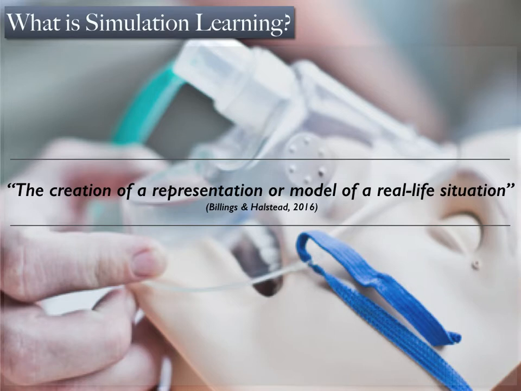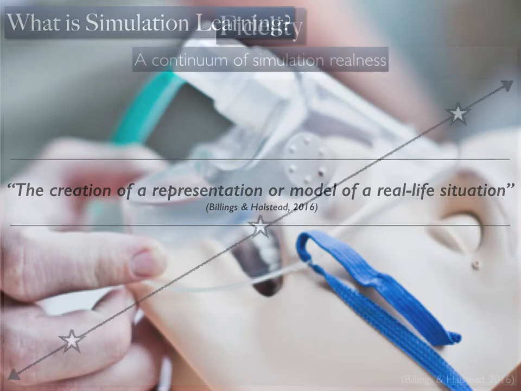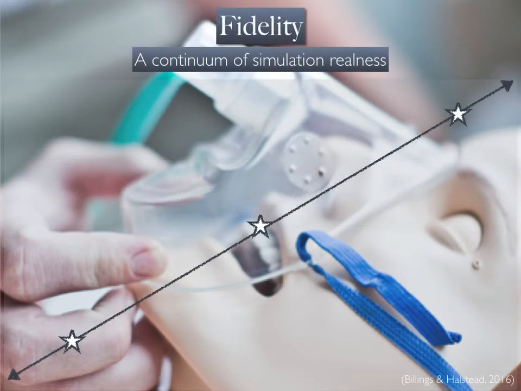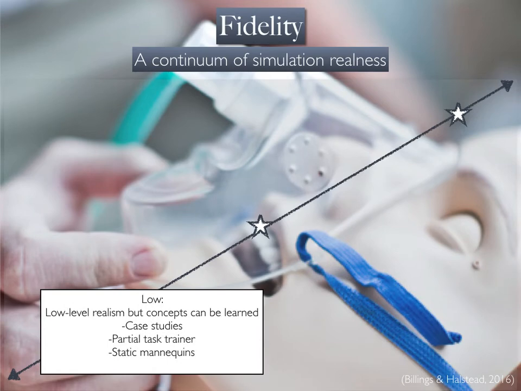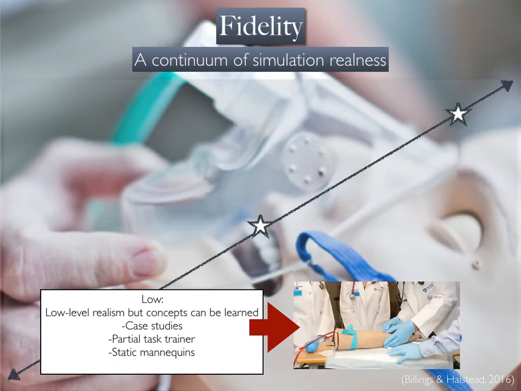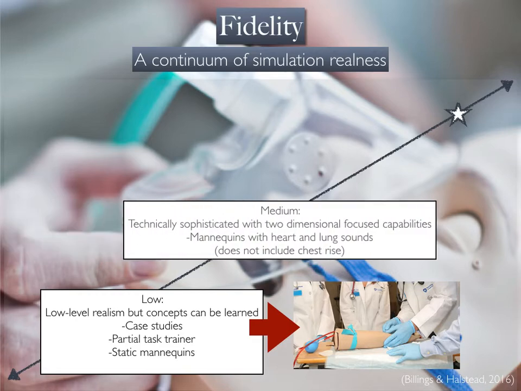The text defines simulation as the creation of a representation or model of a real-life situation. There are some terms related to simulation. One of them is fidelity, which is a continuum of simulation realness. On the low end of the fidelity spectrum are simulations with low-level realism, but concepts can still be learned. Examples are case studies, partial task trainers, such as medical representatives bringing in equipment for nurses to practice on, and static mannequins, such as this arm for IV insertion training.